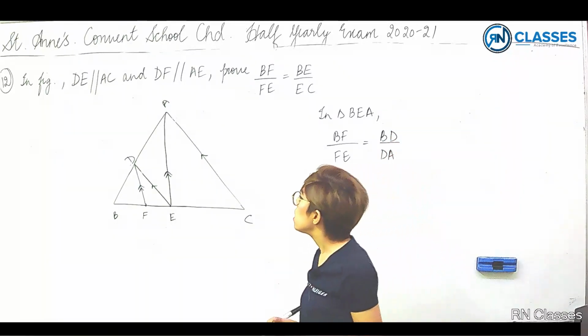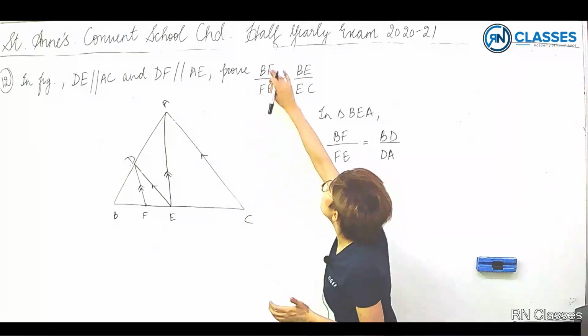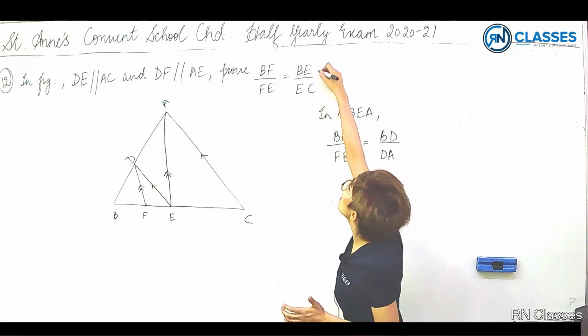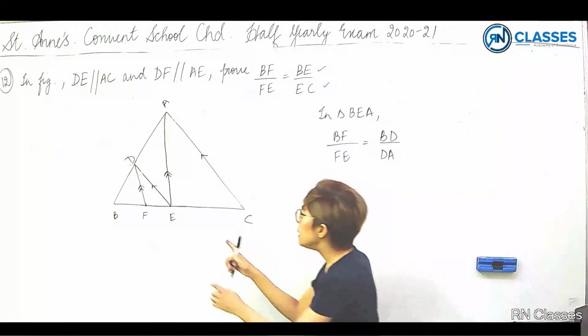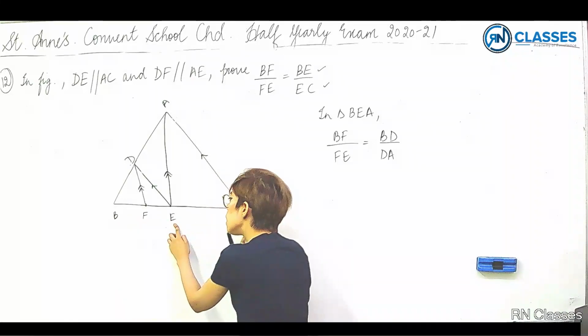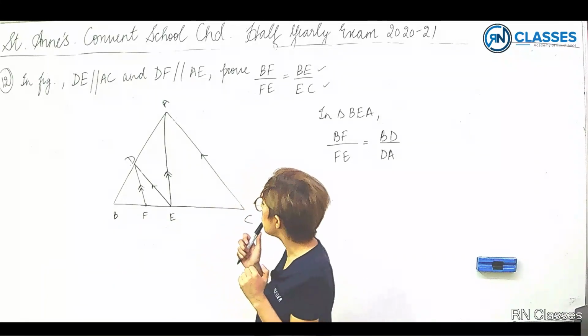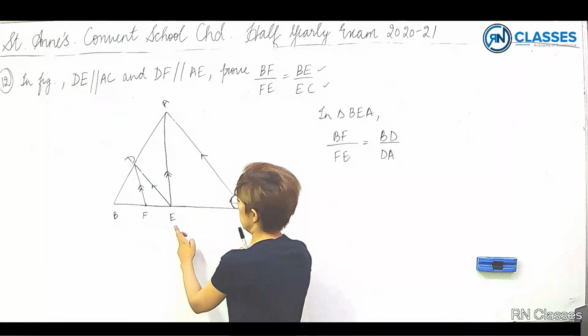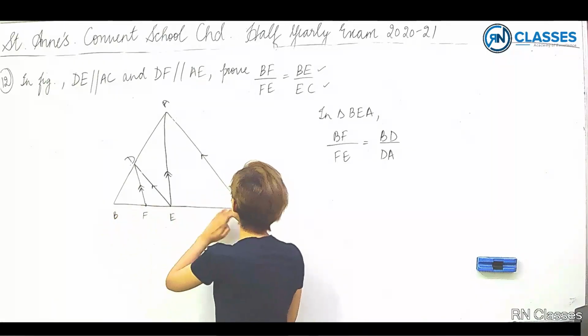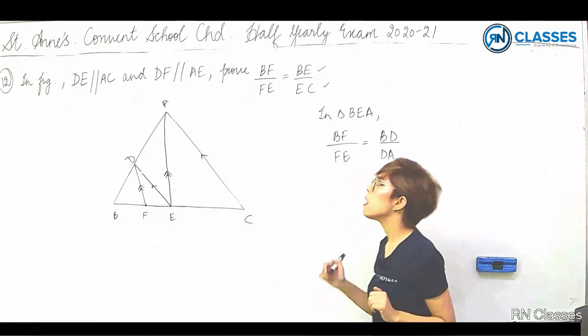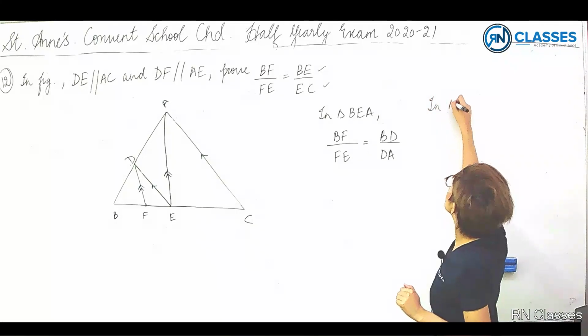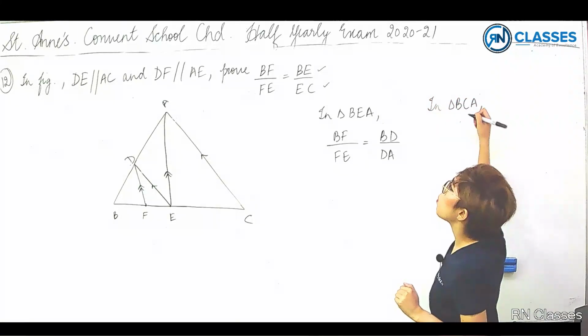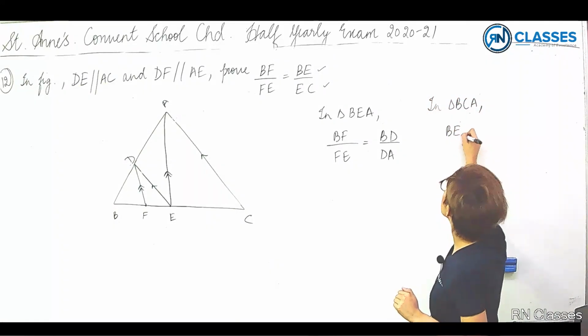Right? Got it. But I was supposed to prove that BF by FE is equal to BE by EC. BE by EC. Now this ratio will be involved in which triangle? BE by EC, that means BCA. In triangle BCA, tell me what is the ratio BE by EC?